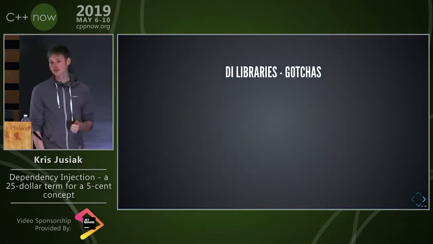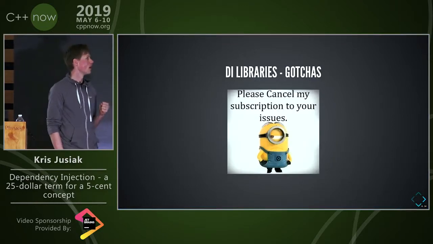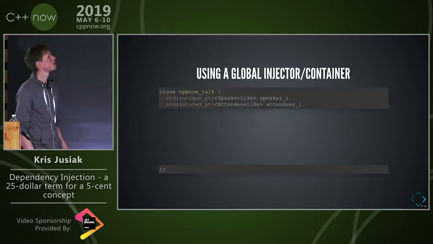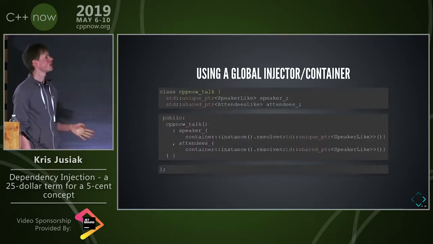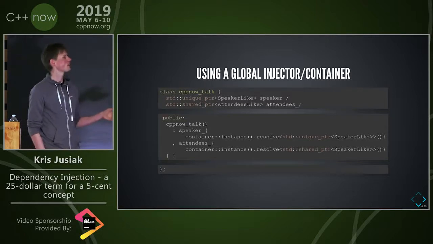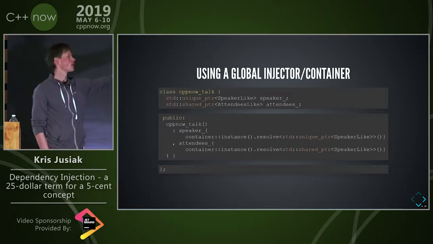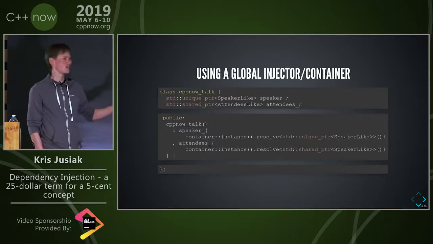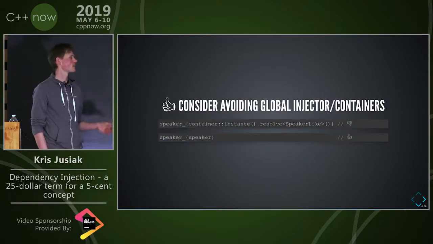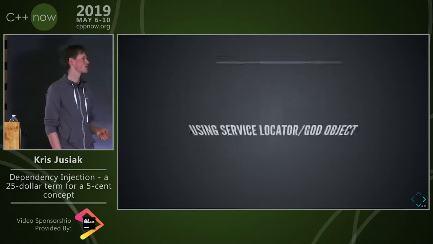But there are gotchas. So let's go quickly through that. Using the container as a global injector is a common case, but it's a bad thing. We don't want to do that, because we go back to not having the constructors and having the kind of singleton. Again, don't do that with the containers as well. Avoid that. Always pass what you need through the constructor.